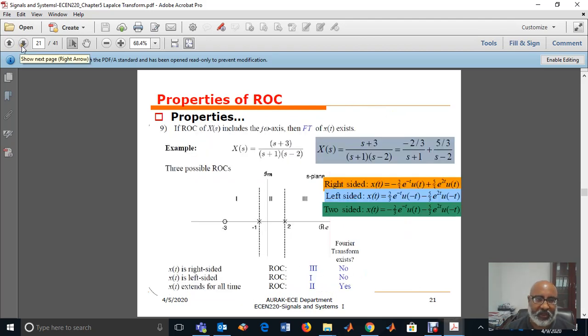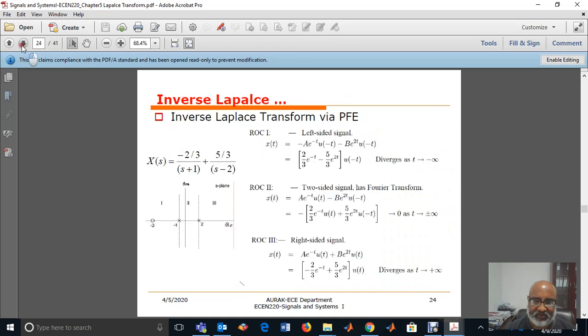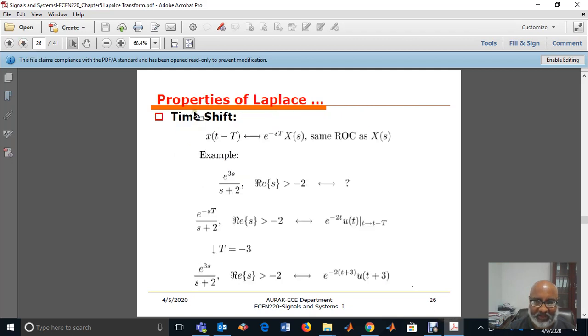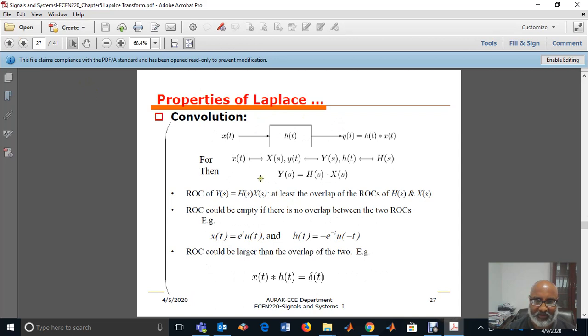And also we saw some of the properties of Laplace transform, such as the linearity property: a x1(t) plus b x2(t) has Laplace transform a X1(s) plus b X2(s). The time delay property: x(t minus T) gives e to the power of minus sT times X(s), where the region of convergence is the region of convergence of X(s). And the convolution property: y(t) is x(t) convolved with h(t), so Y(s) is equal to H(s) times X(s).